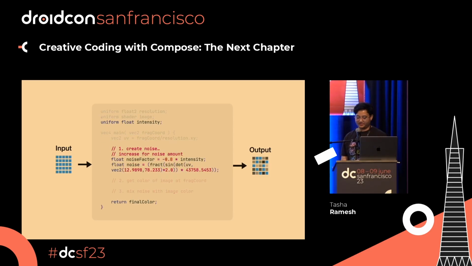All right, so let's dig a little deeper. The first step would be to create the noise. Now, this chain of computation that you see is a very common technique used to generate procedural noise. Procedural as in it's not truly random. The same input always gives the same output, but it will serve our purposes for now.